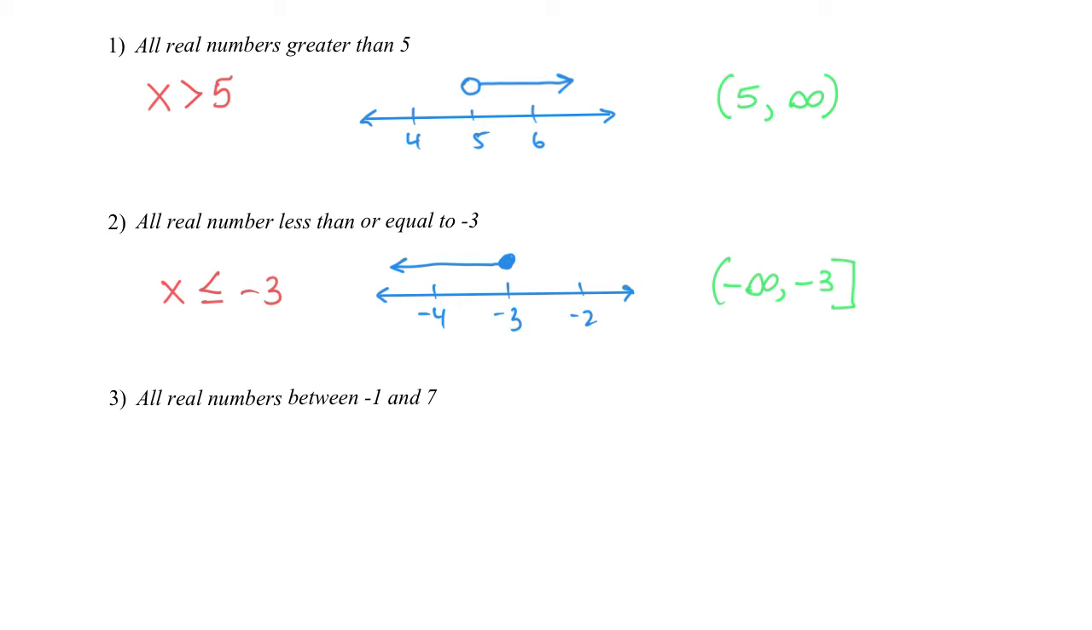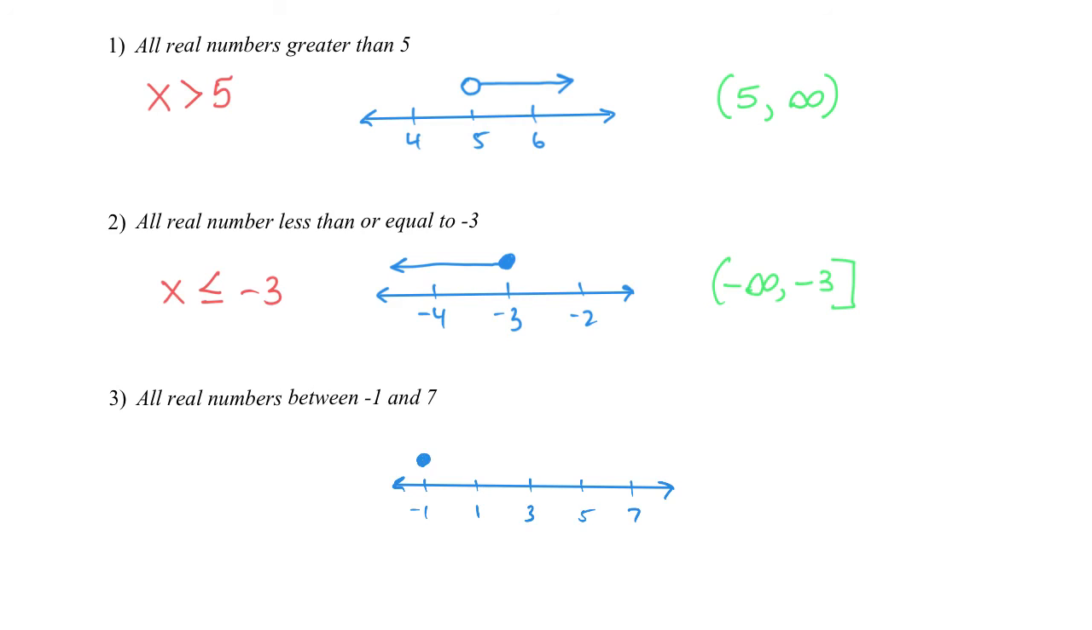Okay, last one. This one's a little bit different. Check this out. All real numbers between -1 and 7. So in that case, we're going to skip the inequality style. We're not going to worry about that for right now. But we could do a number line. Watch this. All real numbers between -1 and 7. Okay, so here's -1. Here's +1. I'm going to skip every other. 3, 5, 7.